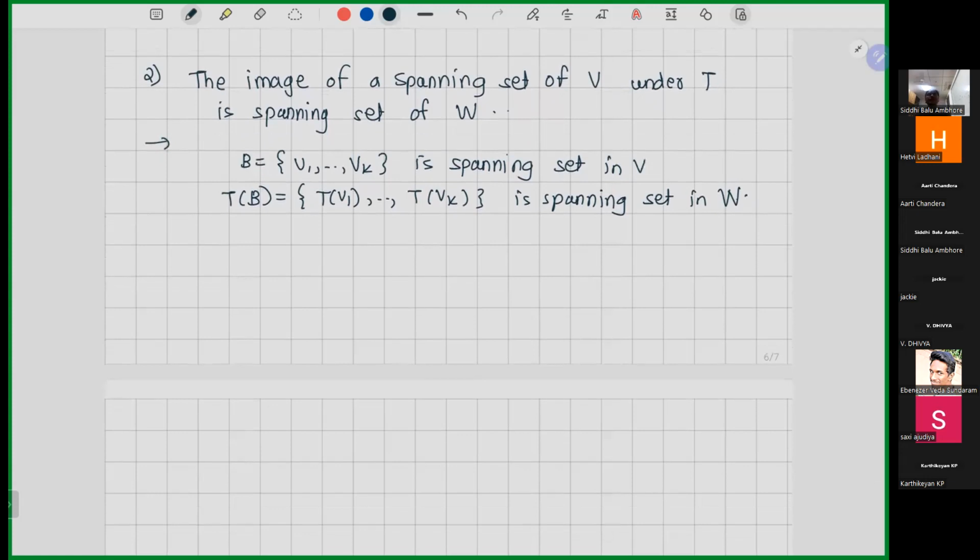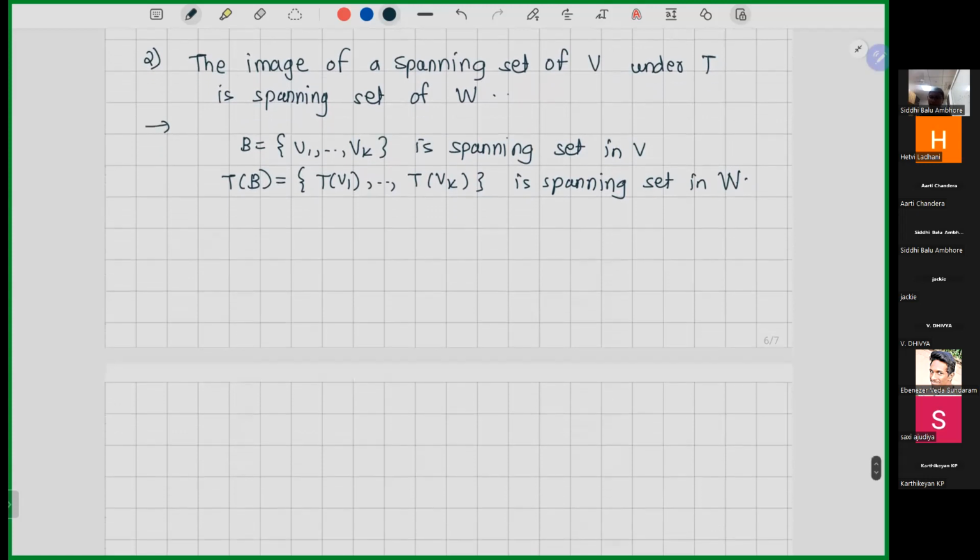Any guesses here? If B is a spanning set of V, then what can you say about the spanning set of T(B) in W? It is false. Okay, Jackie's guess is it is false. Any example? Again, we can take the linear transformation 0, as I said. So let V be R2 and W be again R2. You can take any non-zero W.